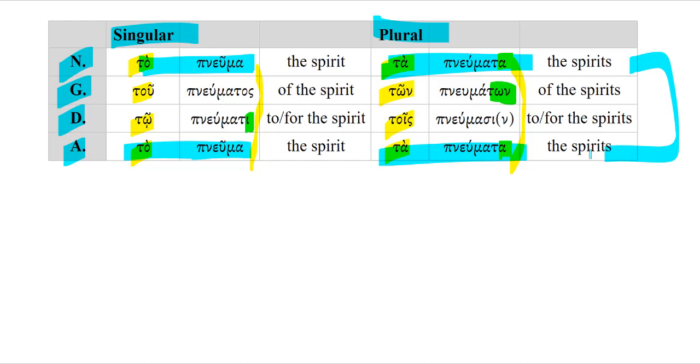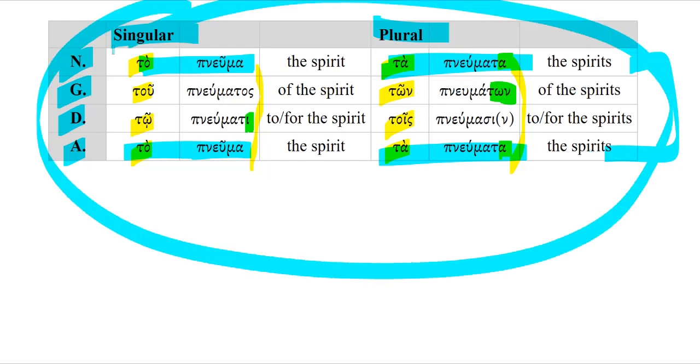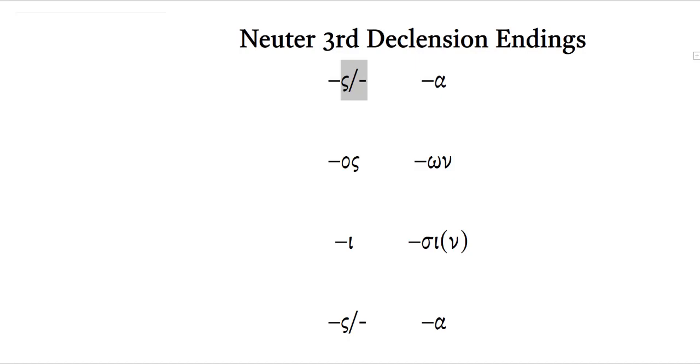You should be able to write out this chart, but your goal in writing out this chart is to learn the endings for the purpose of recognition. You can see in the textbook there's a nice summary of the neuter.